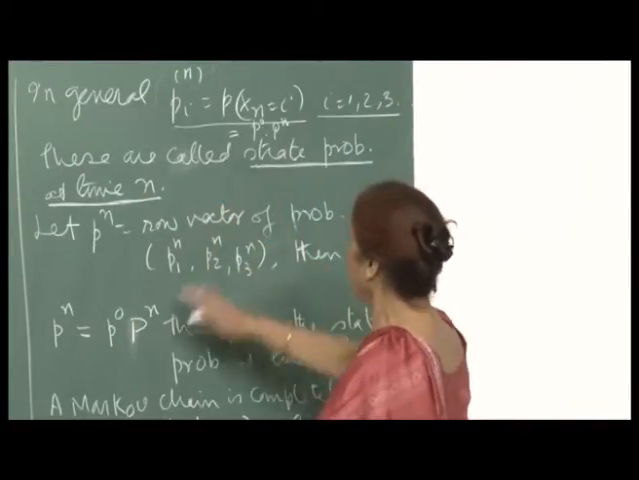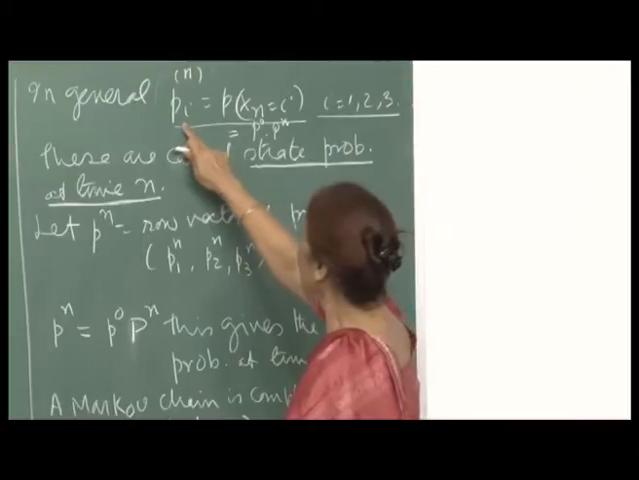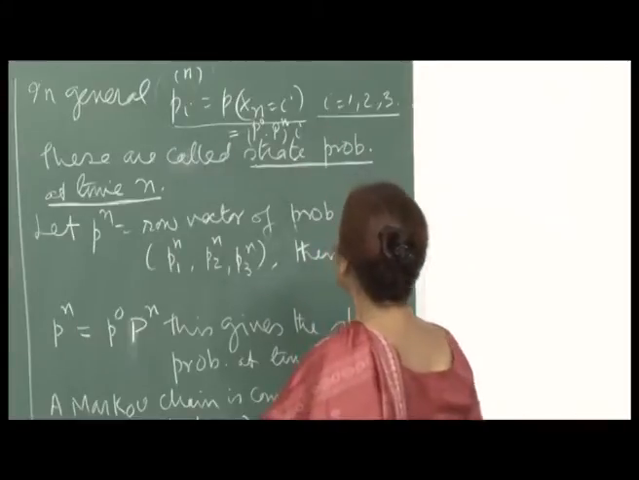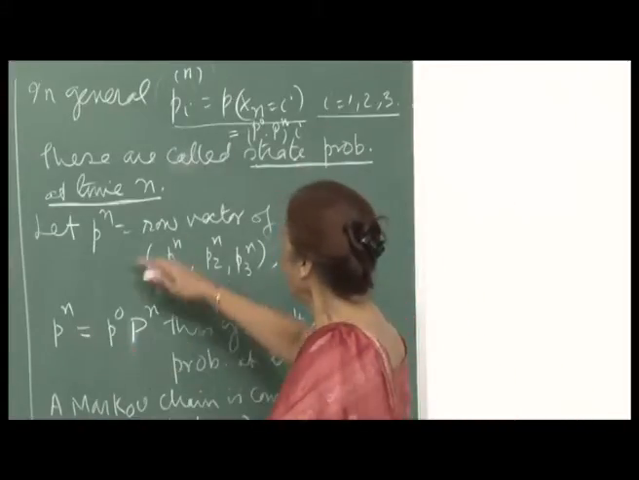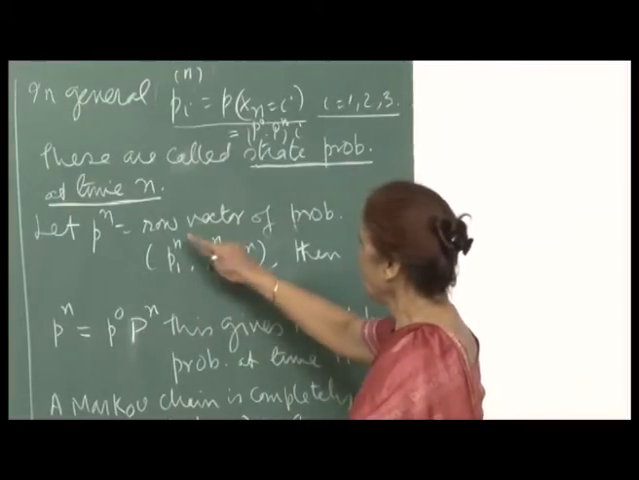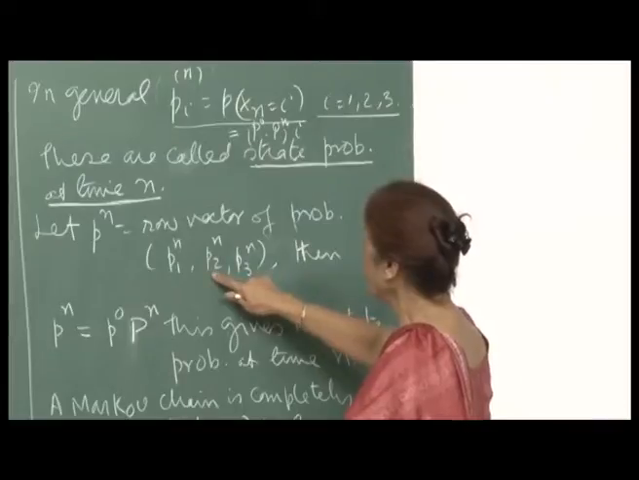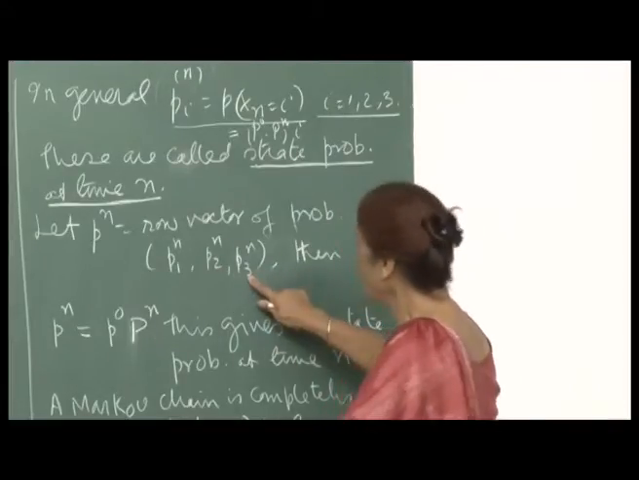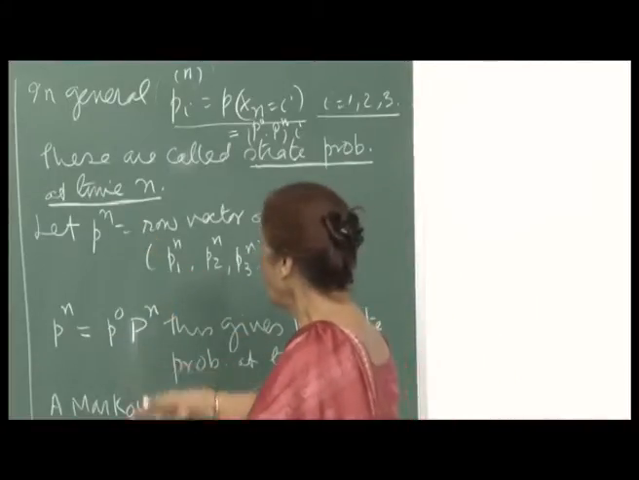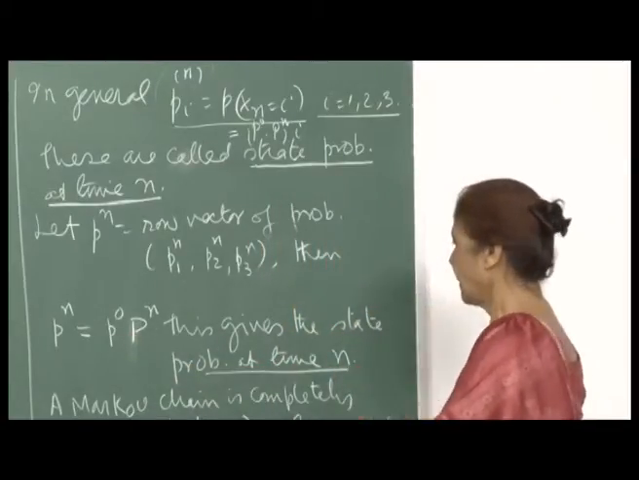Yes, so I have written it here. If P n is your row vector of probabilities, this was the ith component. In general, this row vector is P 1 n, P 2 n, P 3 n. That means the state probability of the system being in state 1 at time period n, the probability of the system being in state 2 at time n, and the probability of the system being in state 3 at time n. I denote this by a row vector P n, and it can be written as P naught into P n. So, this gives the state probabilities at time n.